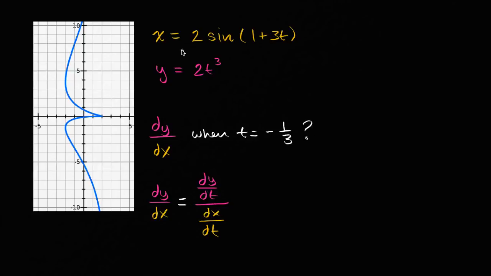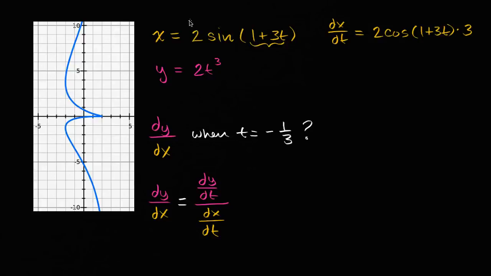All right, so how does that help us? Well, we can figure out the derivative of x with respect to t and the derivative of y with respect to t. The derivative of x with respect to t is just going to be equal to, let's see, the derivative of the outside with respect to the inside, it's going to be 2 sine, derivative of sine is cosine, 2 cosine of 1 plus 3t times the derivative of the inside with respect to t. So that's going to be derivative of 1 is just 0. Derivative of 3t with respect to t is 3. So times 3. That's the derivative of x with respect to t.